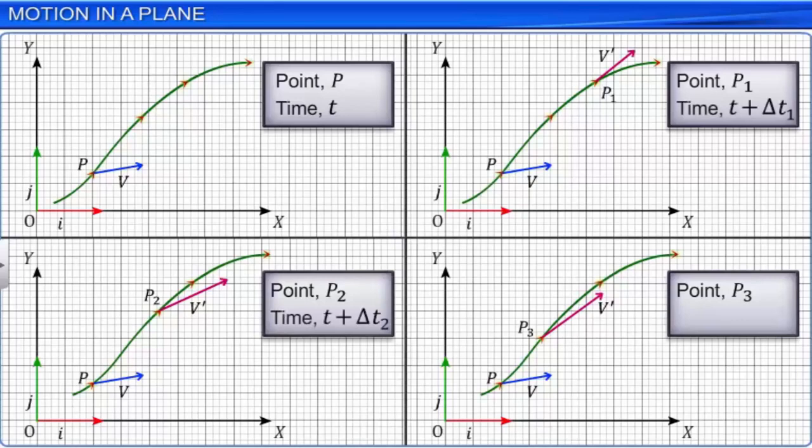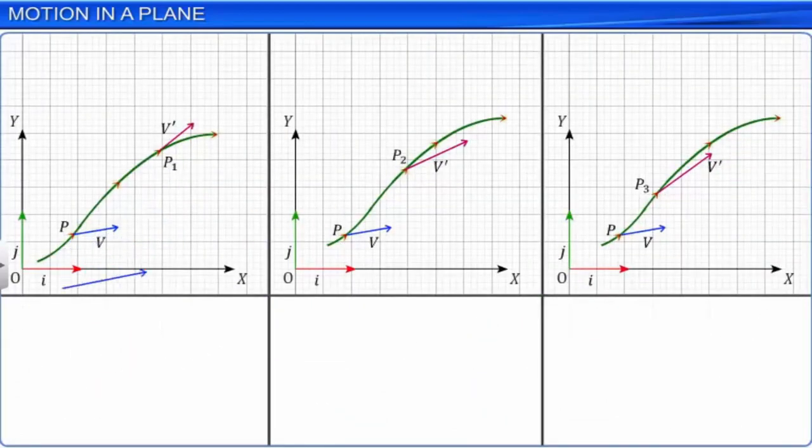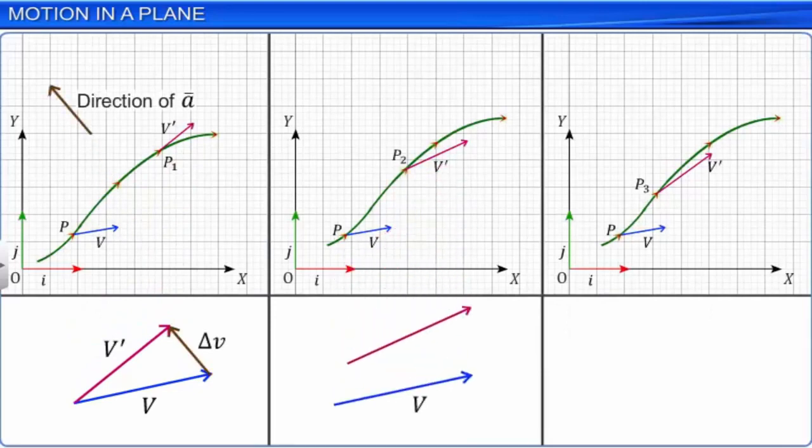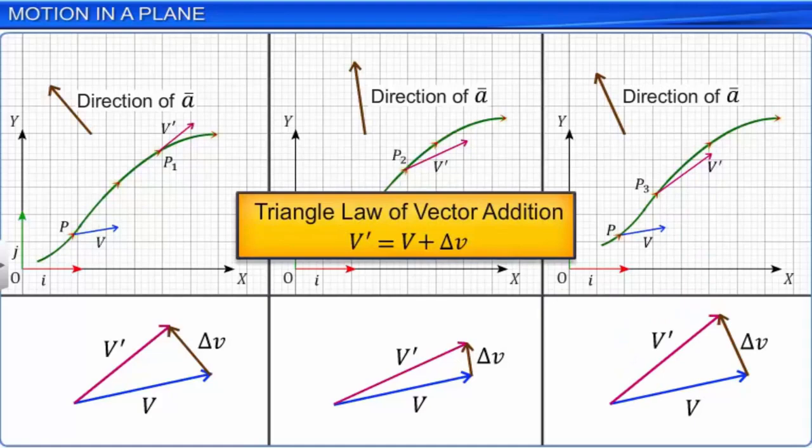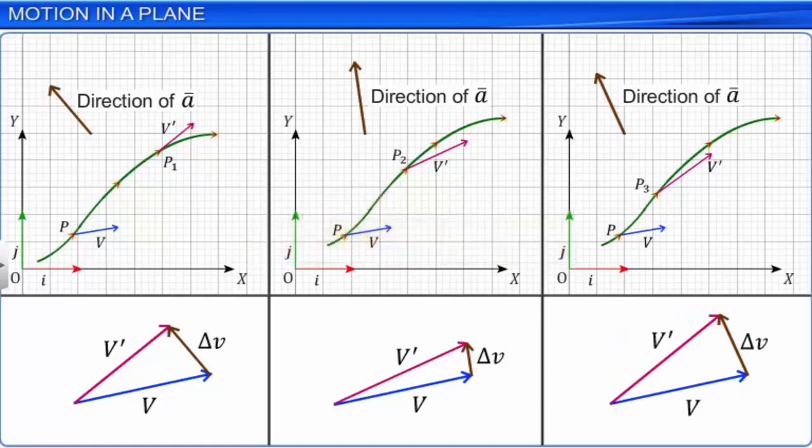The direction of average acceleration, a bar, is the same as that of delta v for all the positions of the point P. In all the graphs, we have used the triangle law of vector addition. As delta t decreases, the direction of delta v and a bar changes. As you learned earlier, average acceleration, a bar, is equal to delta v by delta t. In the limiting condition, as delta t approaches 0, a bar becomes a, which is equal to dv by dt.